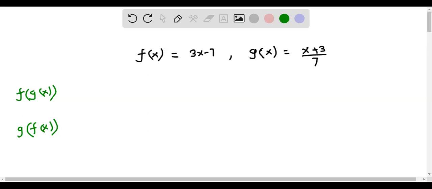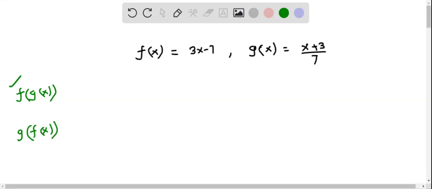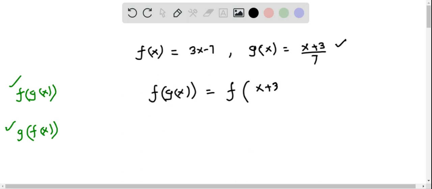Let's find f of g of x and also g of f of x. So first let's find f of g of x, and this equals f of, replace g of x by the expression x plus 3 over 7. So it is f of x plus 3 over 7.